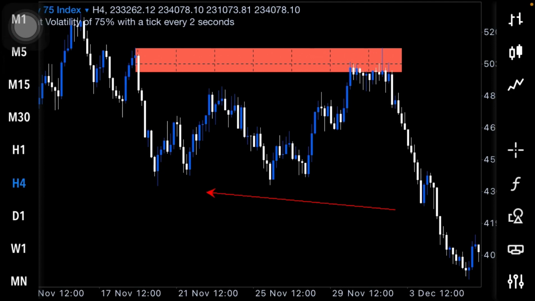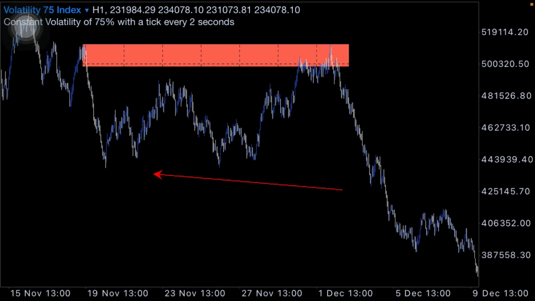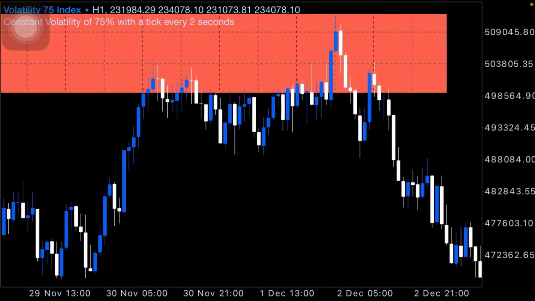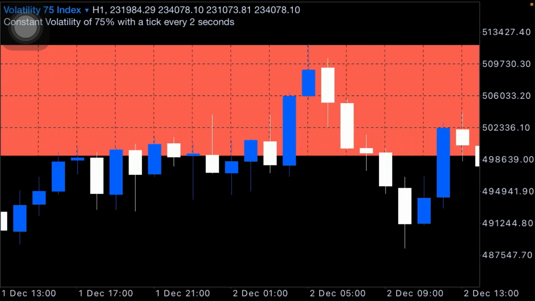We are doing the analysis on the 4-hour time frame, so we are going to scale down to the 1-hour time frame. Then let's move backward to that place. So if you scale down to the lower time frame, this is what you should be looking for.